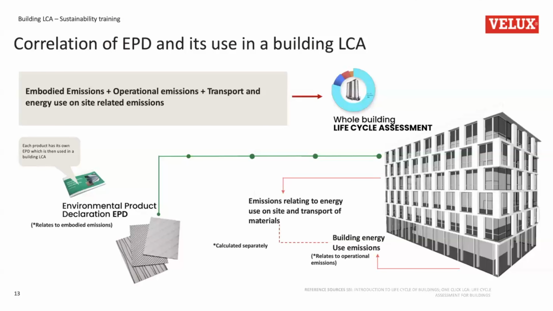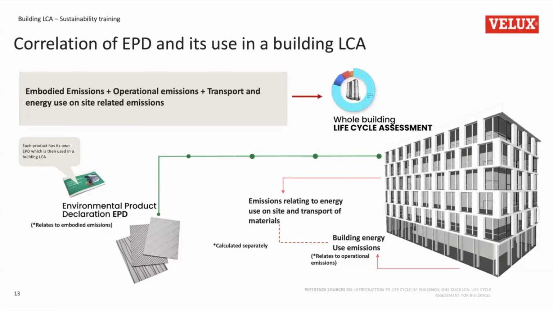So to sum that up, a building LCA needs to include emissions from the materials, what we call the embodied emissions. It needs to include the energy or the operational emissions, which come from the energy calculation, and also the emissions from the construction site, and that is calculated separately. So everything except for the emissions from operation and from the construction site is tied to the materials used in the building.